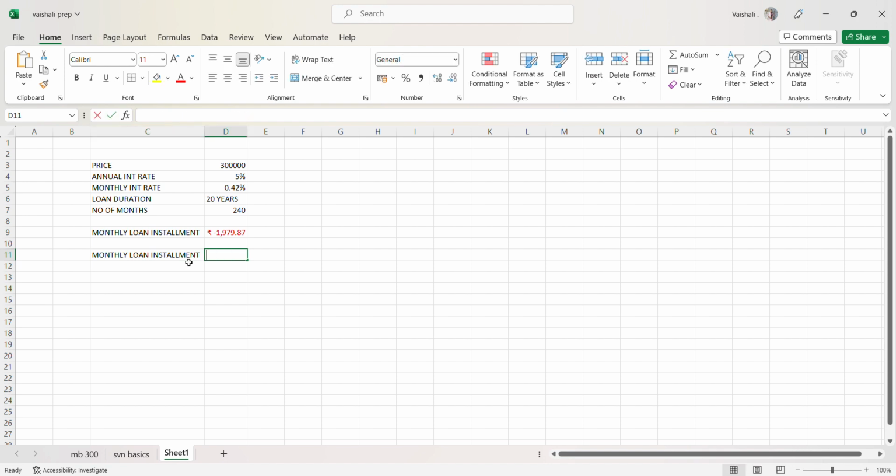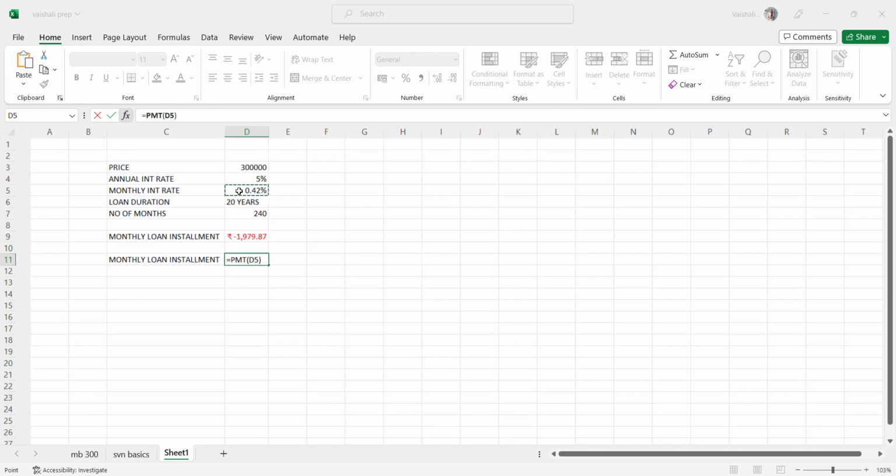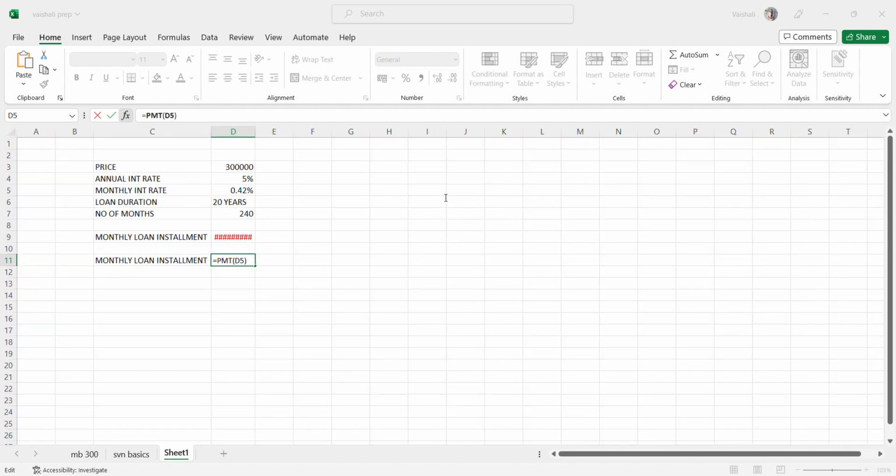we use the financial function PMT. Okay, bracket start. Clicking on the formula bar, we just have to select the values. First of all, since we have to calculate the monthly loan installment, we will be calculating using the monthly interest rate, which is D5. Then the number of months, that is 240.